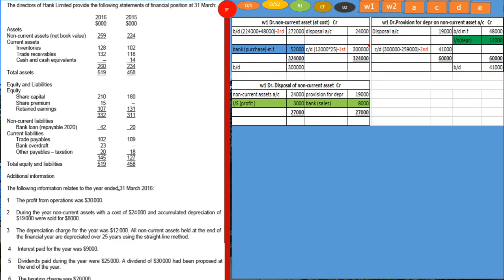So this will not make a difference. So let's look down here. During the year, a non-current asset with the cost of 24,000 and accumulated depreciation of 9,000 was sold for 8,000. Let us put this 24,000. Non-current asset with the cost of 24,000 was disposed, which means when you dispose of it, it reduces the non-current asset value. So you write here 24,000 in the disposal account. This is the first step we are going to do here, 24,000.